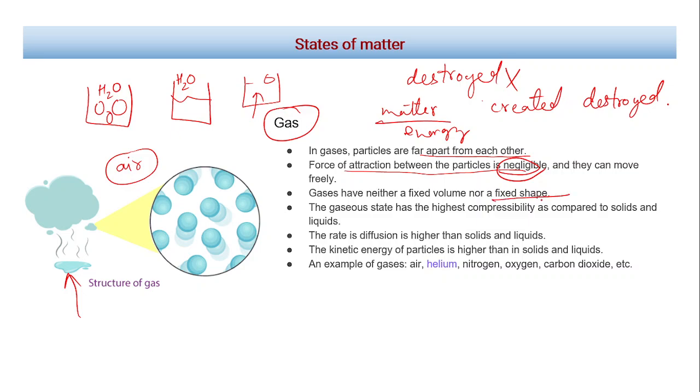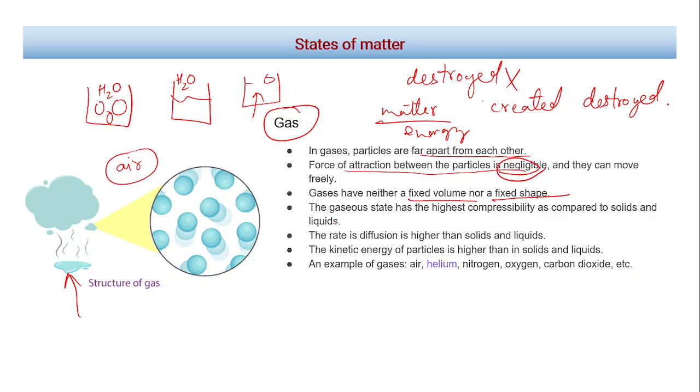In whatever container we put them, like in balloons, whenever we fill any kind of gas or air inside the balloon, depending on the shape of the balloon, the gaseous particles accommodate themselves. They cannot control the shape of the container they are put in. So they don't have a fixed volume, nor a fixed shape.